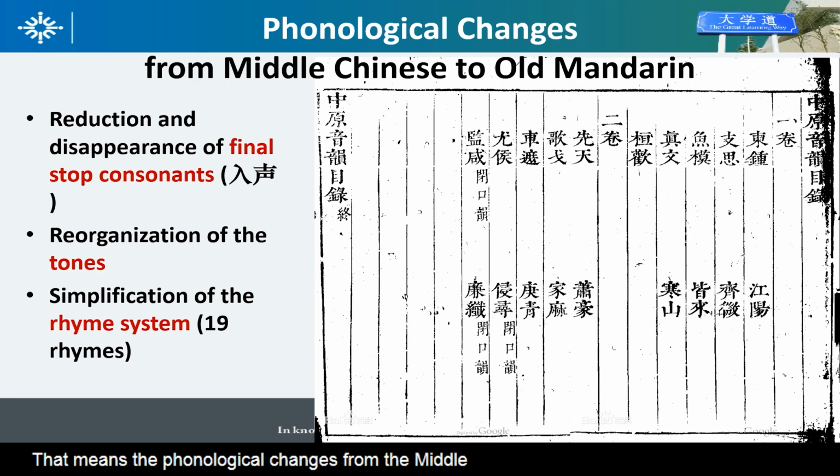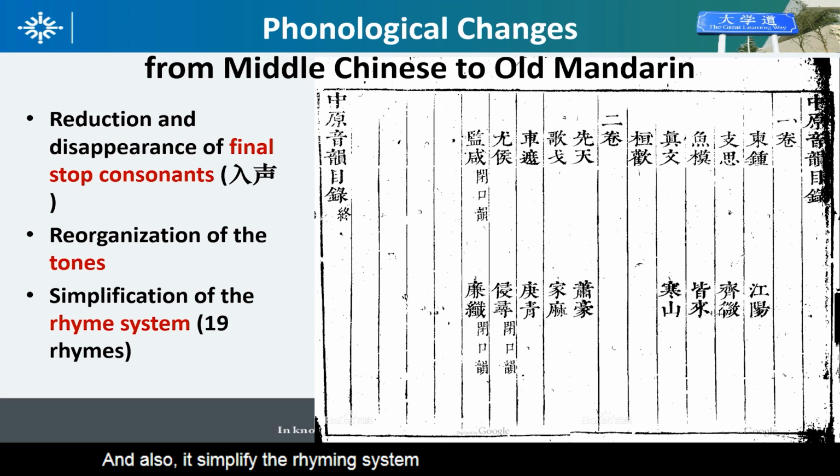That means the phonological change from Middle Chinese to Old Mandarin. Here, for Middle Chinese, I use the 广韵 as the evidence, and for Old Mandarin, I use 中原音韵 as the example. So 中原音韵 shows the reduction and disappearance of the final stop consonants, as I mentioned, and it also reorganized the tones, the whole structure, the complete structure of the book in all.